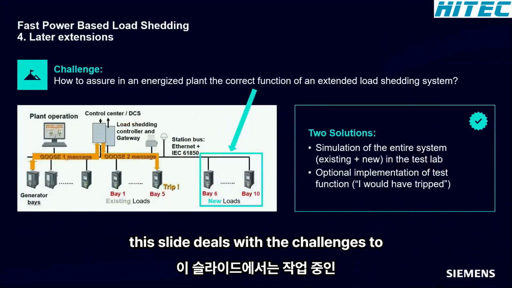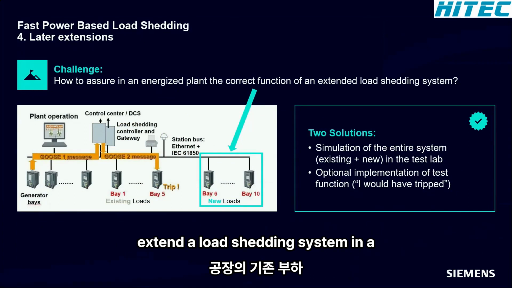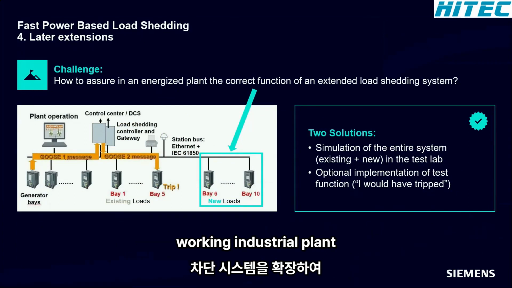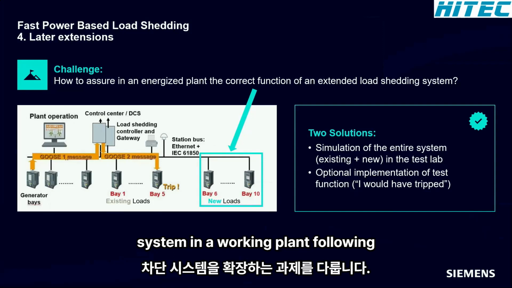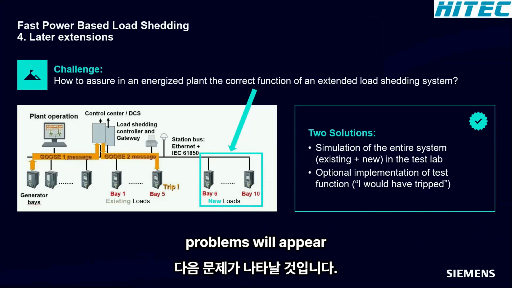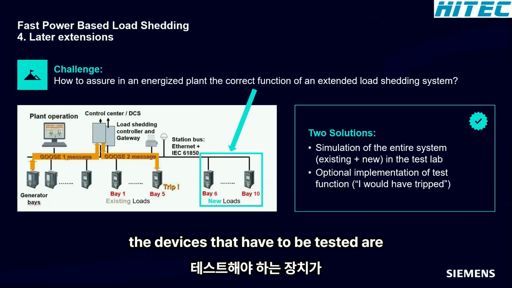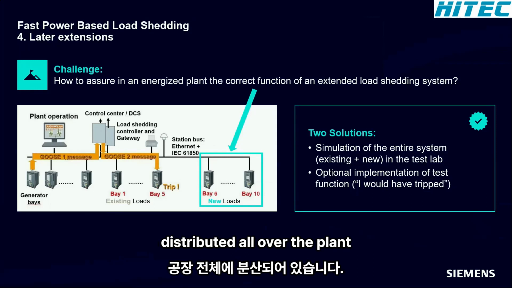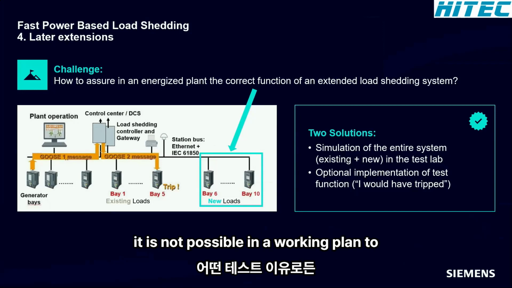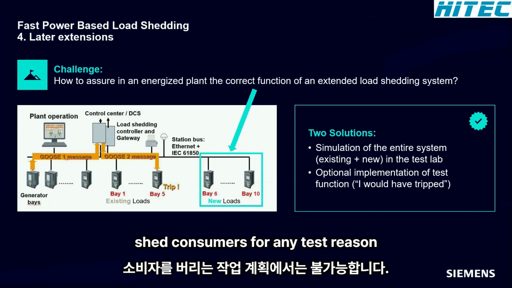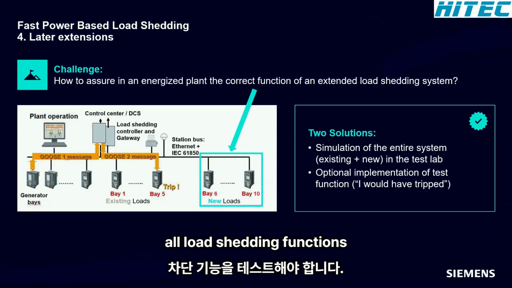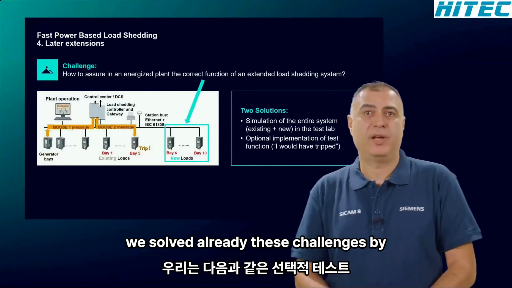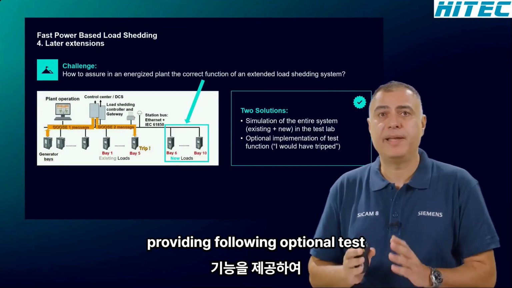This slide deals with the challenges of extending a load shedding system in a working industrial plant. By extending an existing load shedding system in a working plant, the following problems will appear. The devices that have to be tested are distributed all over the plant. It is not possible in a working plant to shed consumers for any test reason. But on the other hand, you need to test all load shedding functions. We have already solved these challenges by providing the following optional test features.